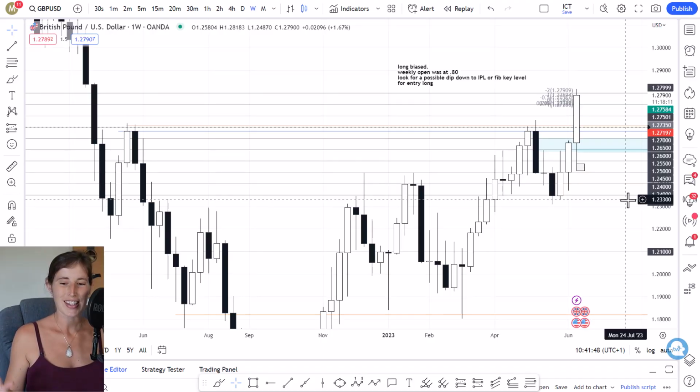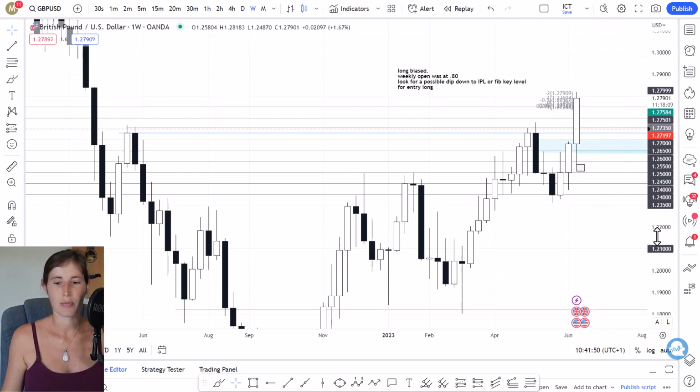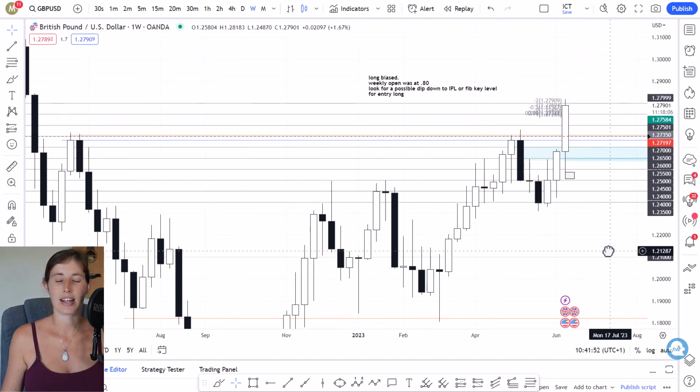So first things first, here I am on the weekly time frame for pound dollar just to see what has actually played out this week. Now a lot of these horizontal lines, try to ignore them for now. They may look messy, but they are key levels that I use to trade around.